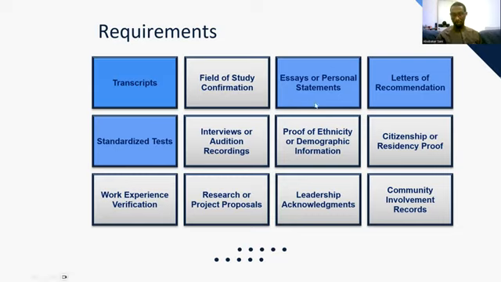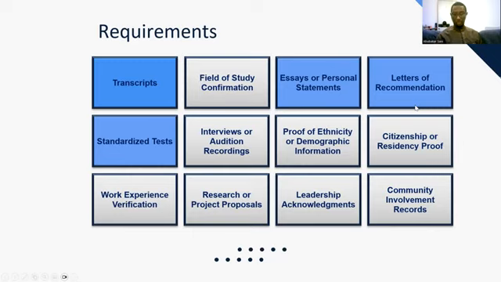Essay or personal statement, this is a write-up. You write something down and you tell them, this is what I want to study, and this is why I want to study this, and this is why I'm a good candidate. You have to prove it to people that you know what you are doing and you will be able to deliver if you are given the scholarship.